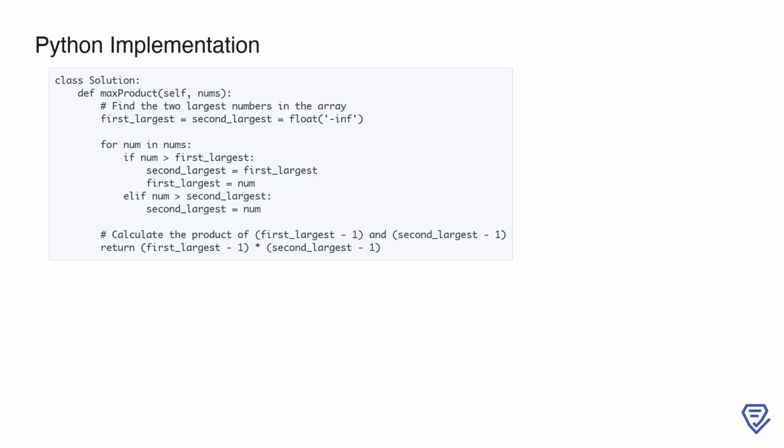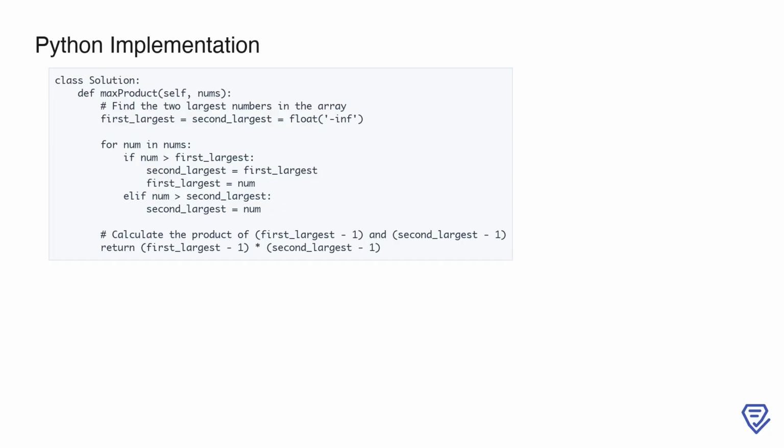Efficiency. The algorithm runs in O(n) time complexity, where n is the length of the input array. This is because the array is traversed only once to determine the two largest numbers. Space complexity is O(1), as no additional data structures are used, and only a constant amount of extra space is required.